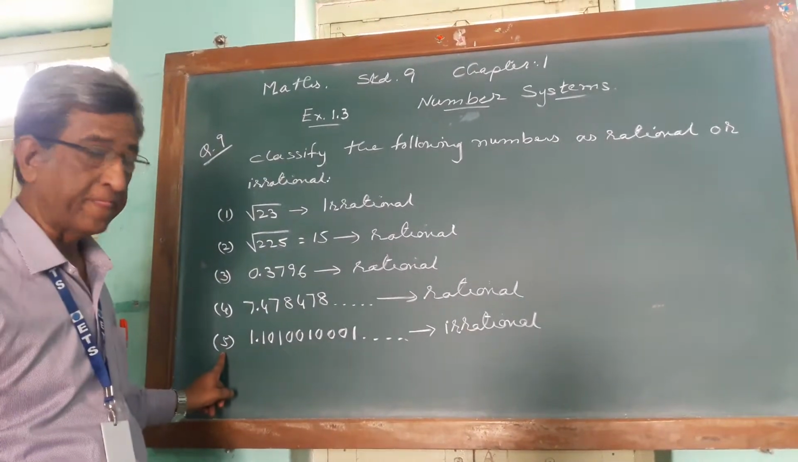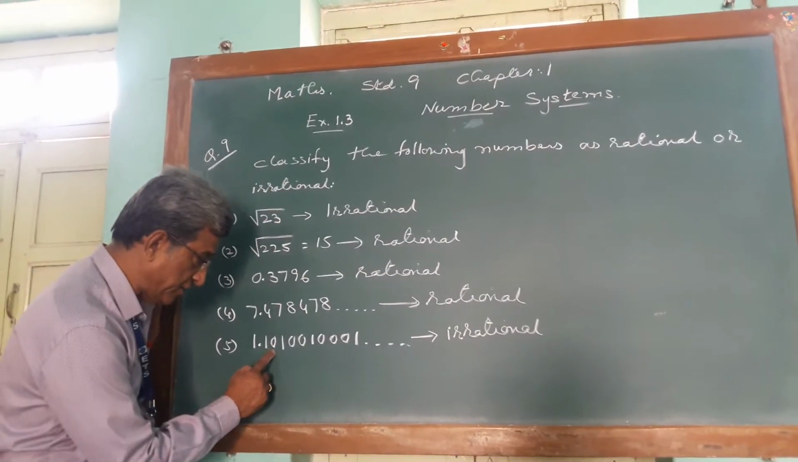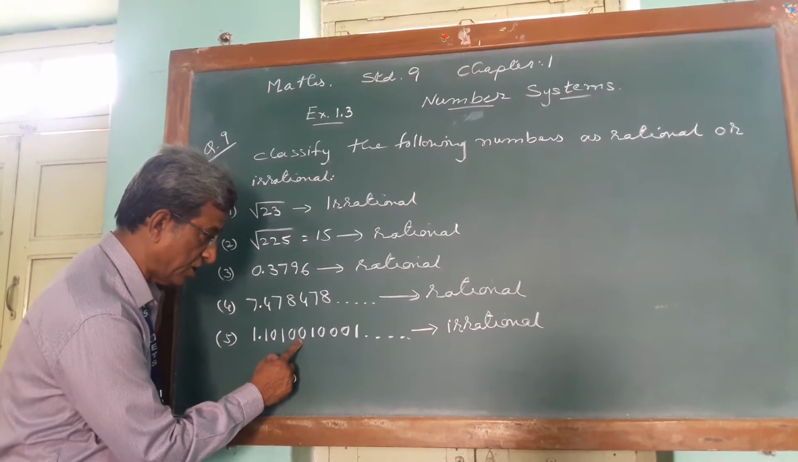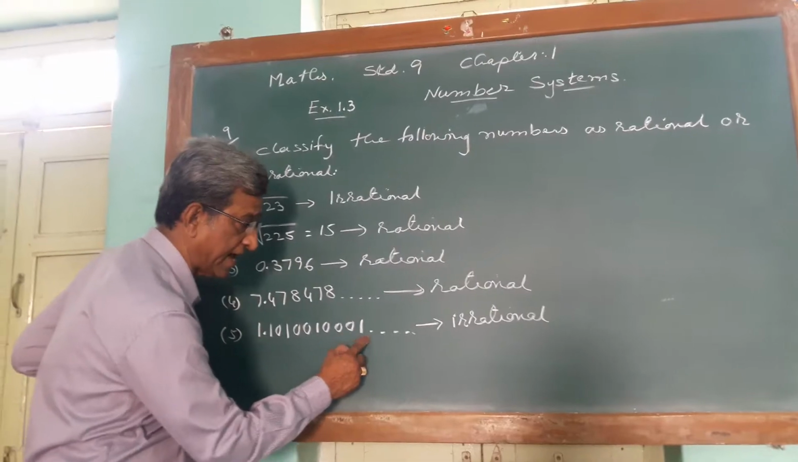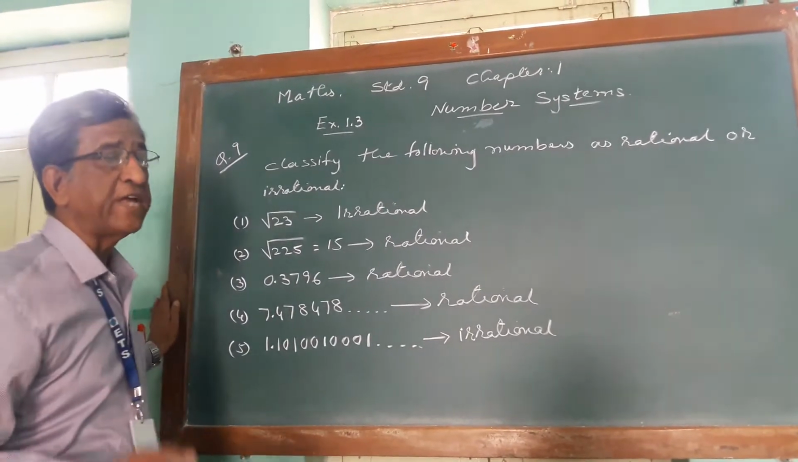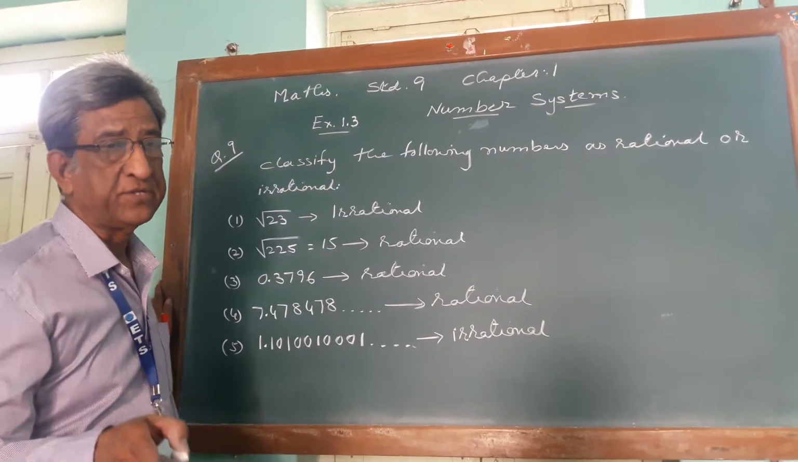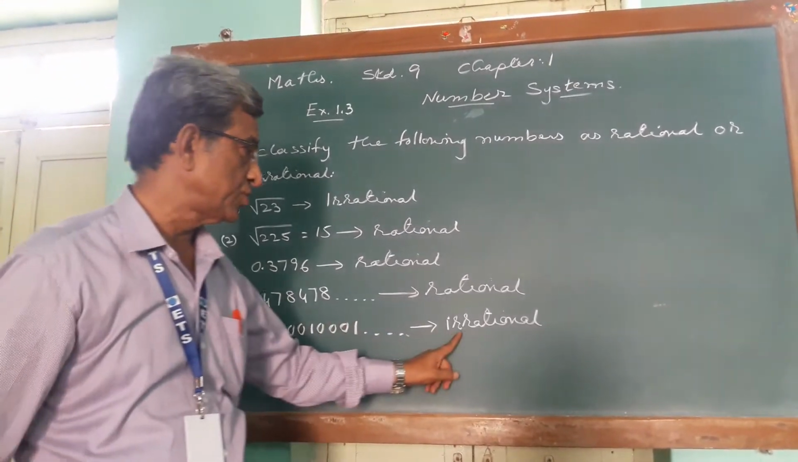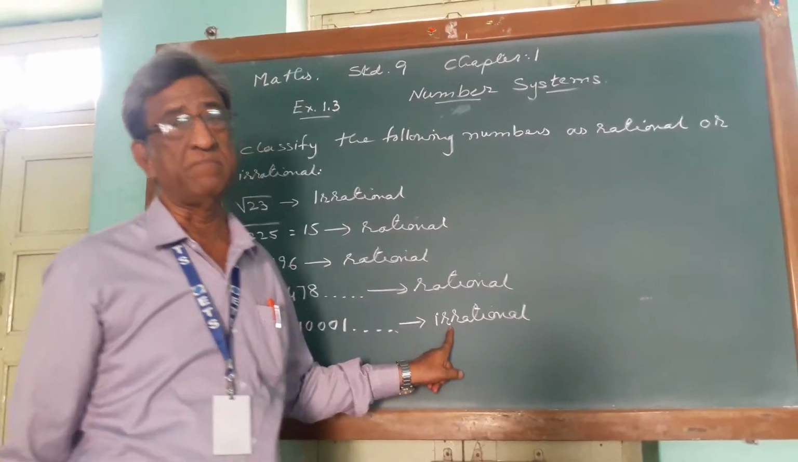Now the fifth one, 1.10100100 and so on. Here the same digit is not repeating, so it is an irrational number.